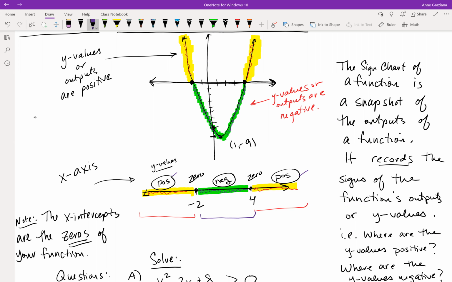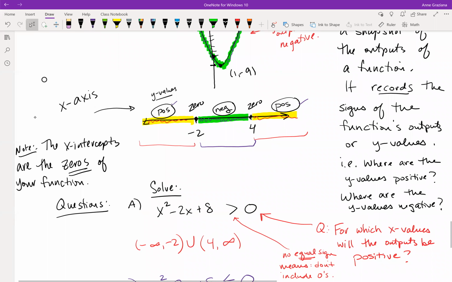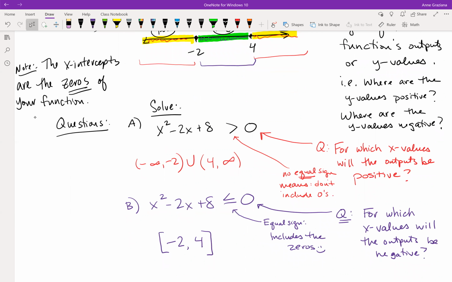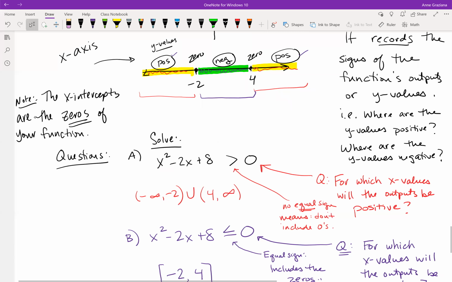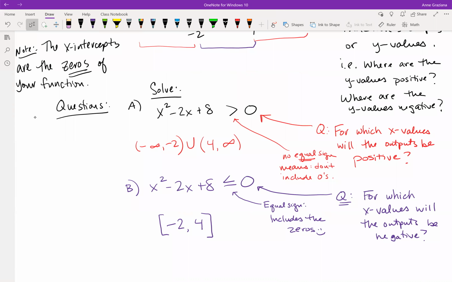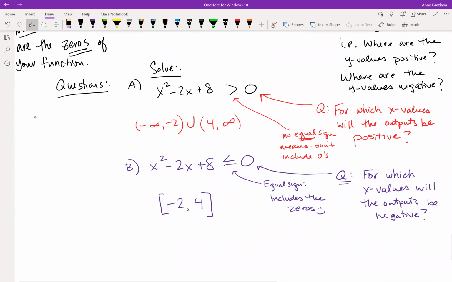Once we put that on the sign chart, then we can answer questions about it. I can tell very easily, I don't need the graph. I can just look at that sign chart and say, where are the outputs positive? Where are they negative? Any questions? All right, I have about 4 minutes left. So let's look at a graph and make a sign chart from this graph, okay?